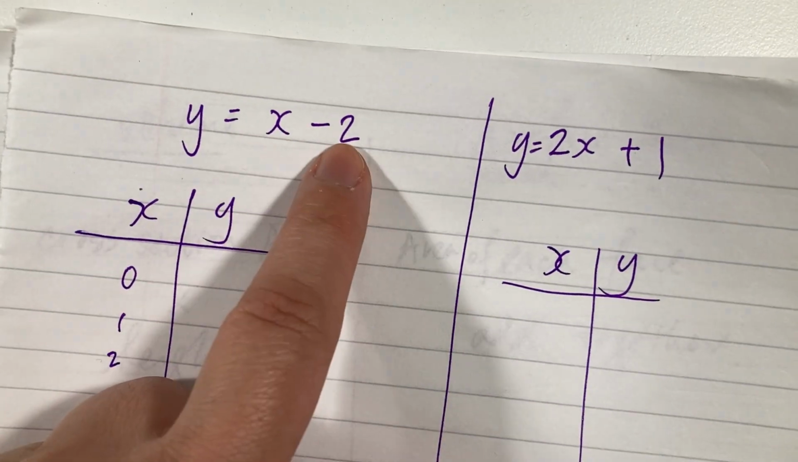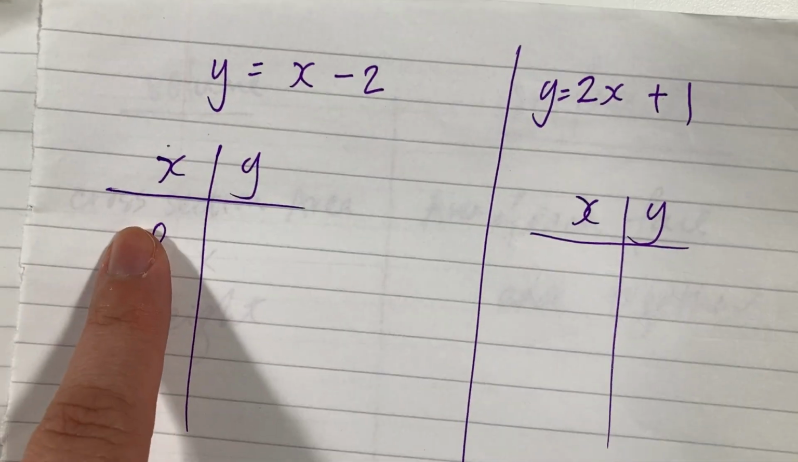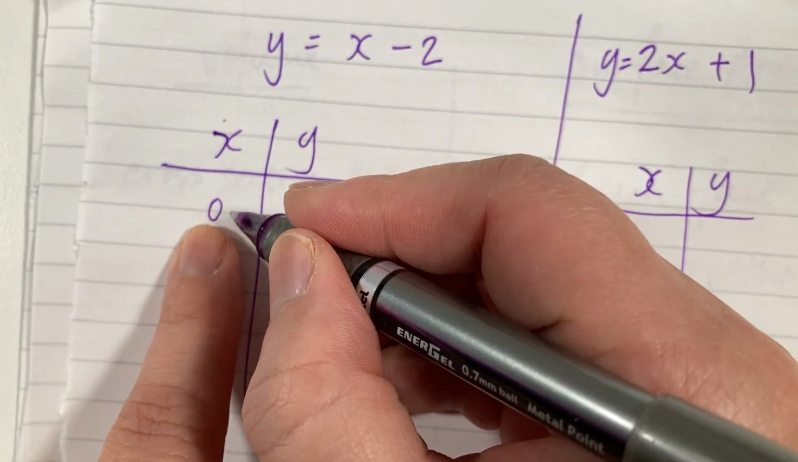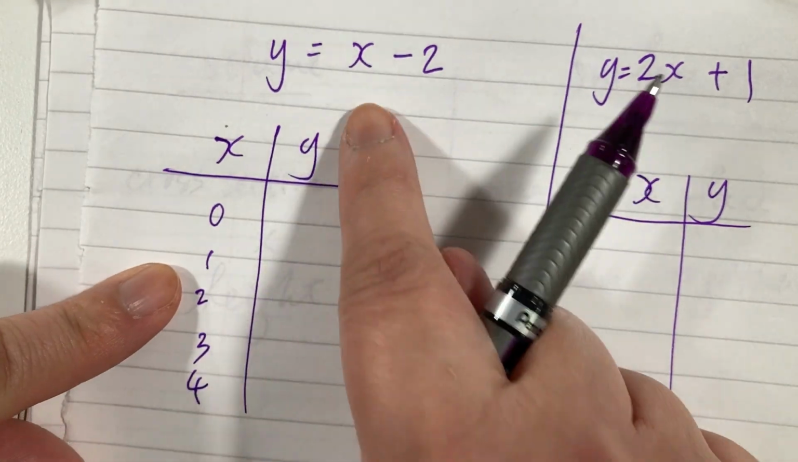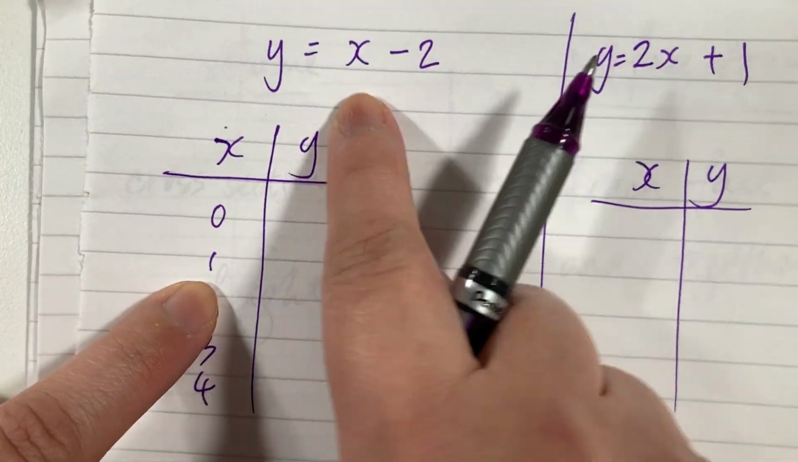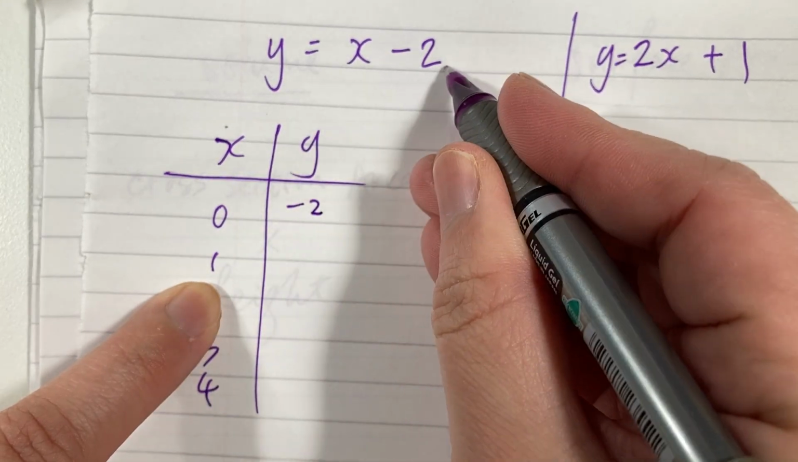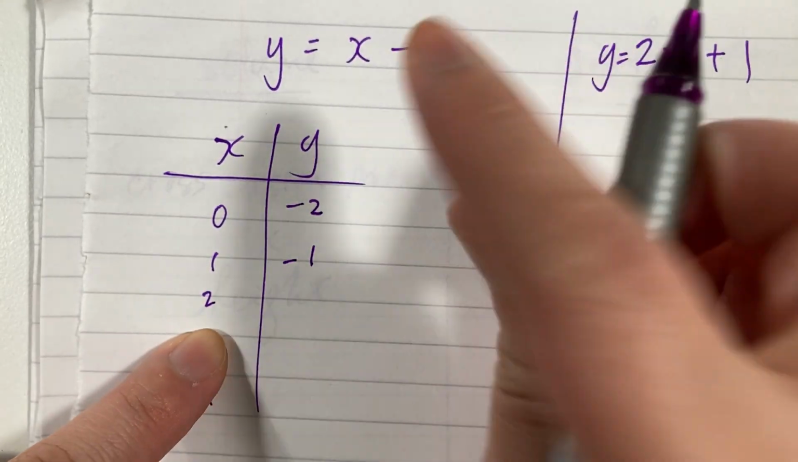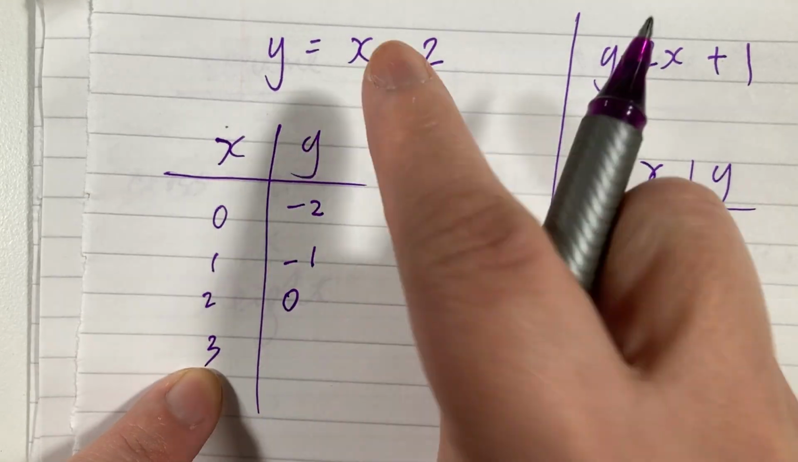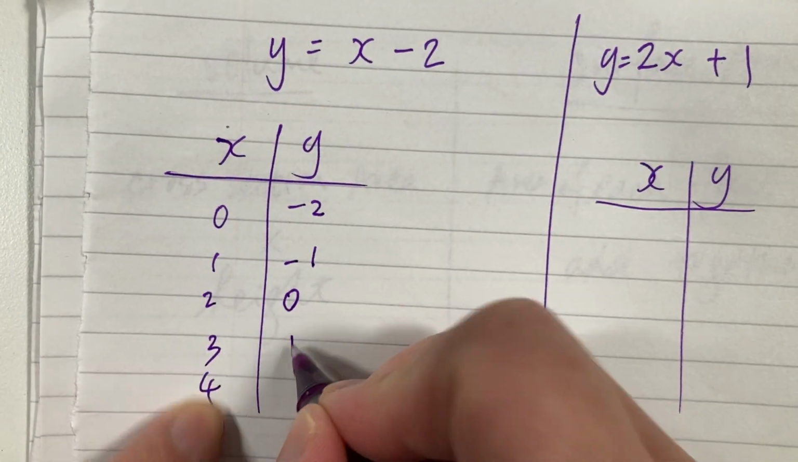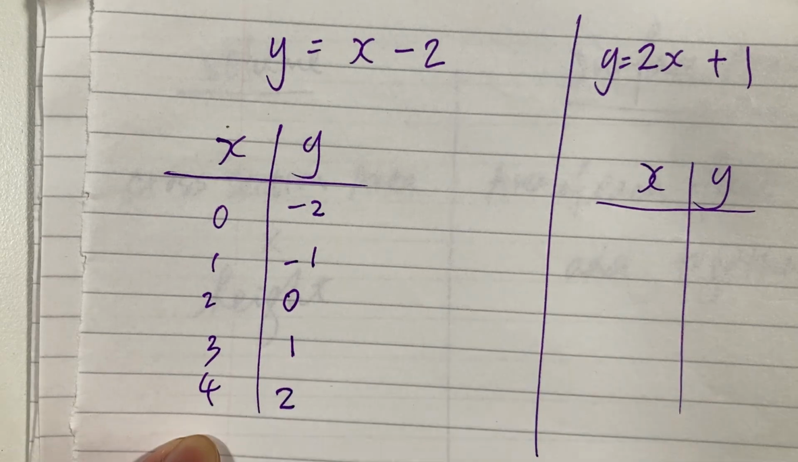That means 2 less than the 1 times table. You can think about what is x in the 1 times table with 1. Or you can replace the x, substitute the x with 1. So 0 take away 2, negative 2. 1 take away 2 is going to be negative 1. 2 take away 2, 0. 3 take away 2, 1. 4 take away 2, 2.